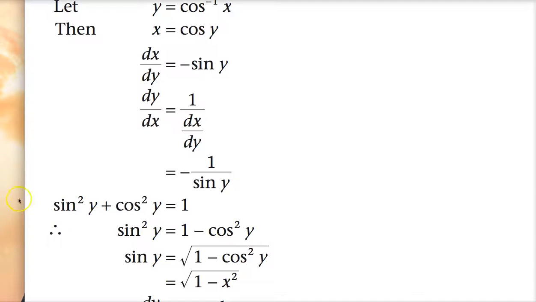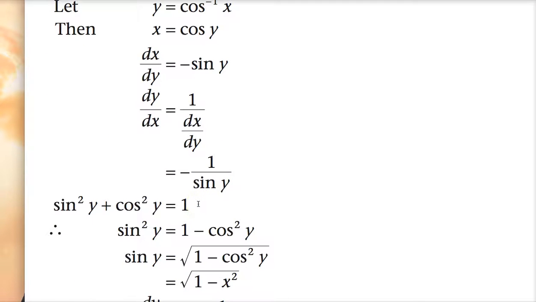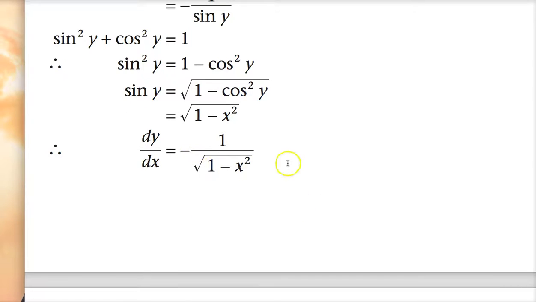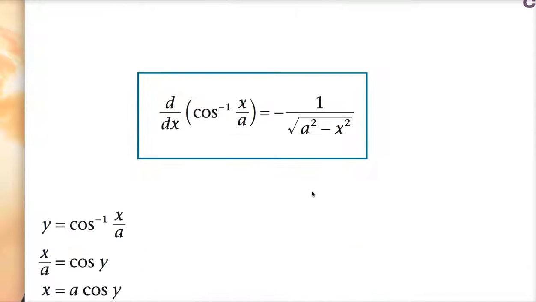We then again do this sine squared y plus cos squared y is 1. Therefore, sine squared y is 1 minus cos squared y. Sine of y, square rooting both sides, is the square root of 1 minus cos squared y, which is the square root of 1 minus x squared. Therefore, dy dx is negative 1 over sine y, which is negative 1 over the square root of 1 minus x squared. Good? Why is it negative? Because if you differentiate cos, you get negative sine. Okay.